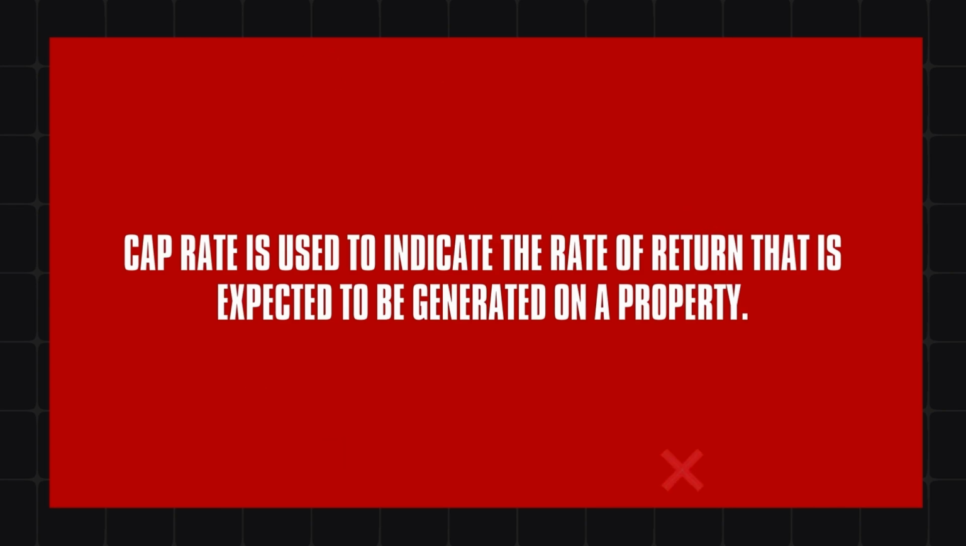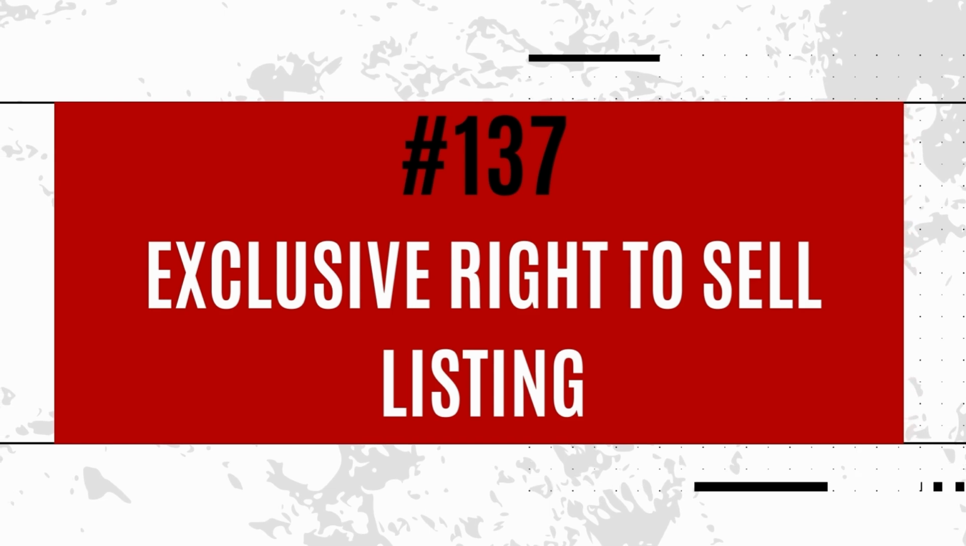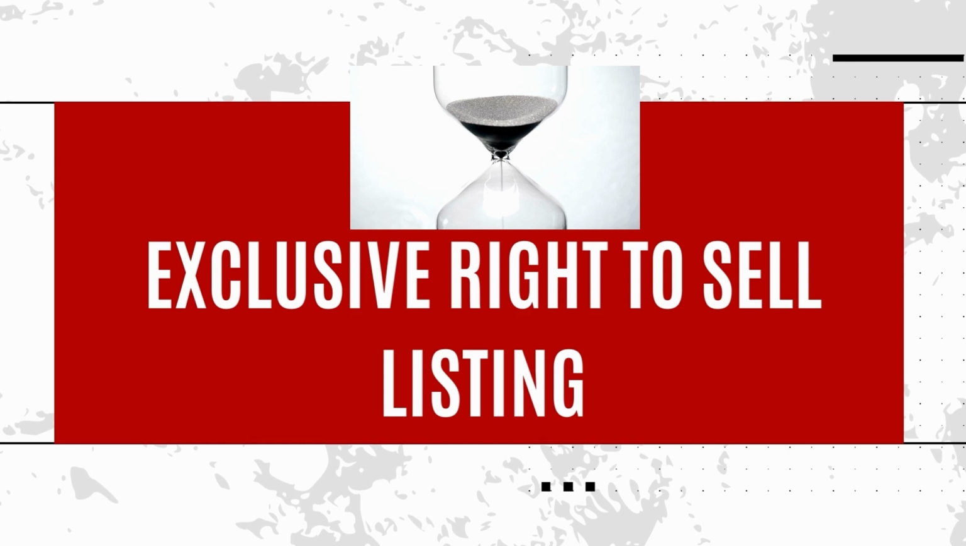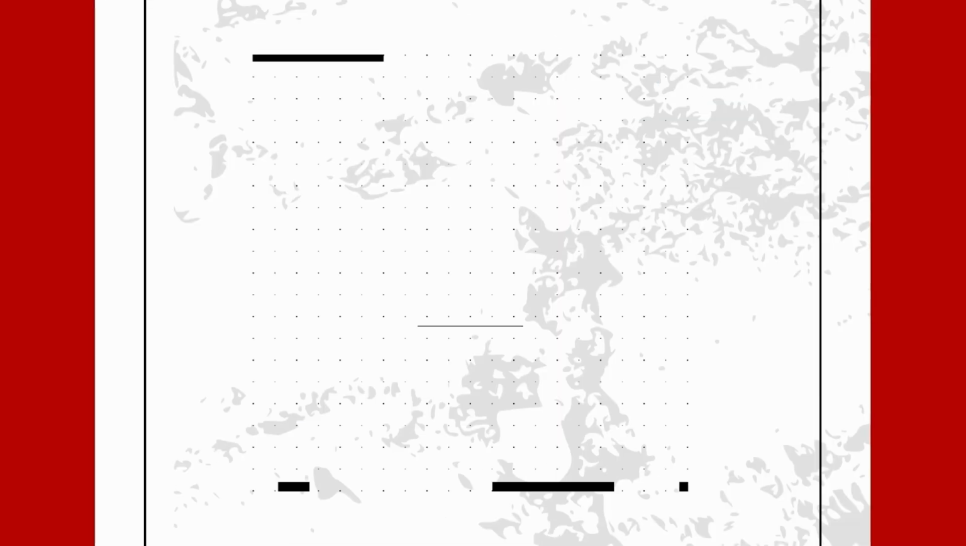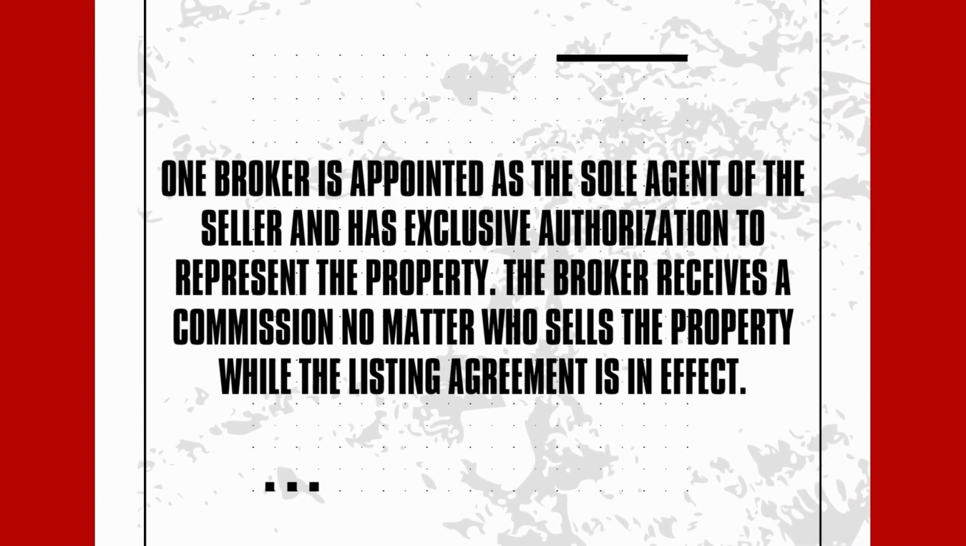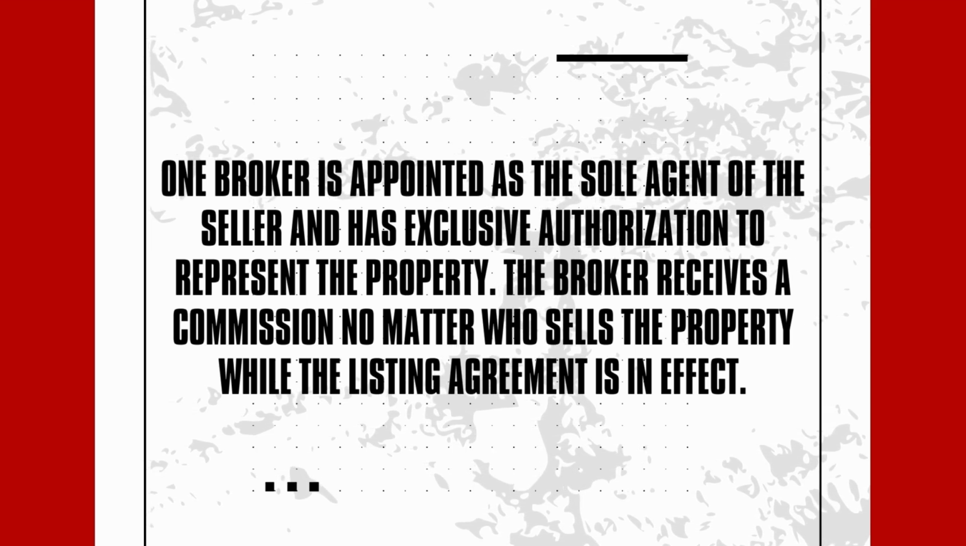Another term on deck: exclusive right to sell listing. Go ahead, think about it for a couple seconds. In an exclusive right to sell listing, a single broker is appointed to represent the seller's property. This unique agreement ensures the broker earns a commission regardless of who ultimately sells the property during the contract period.